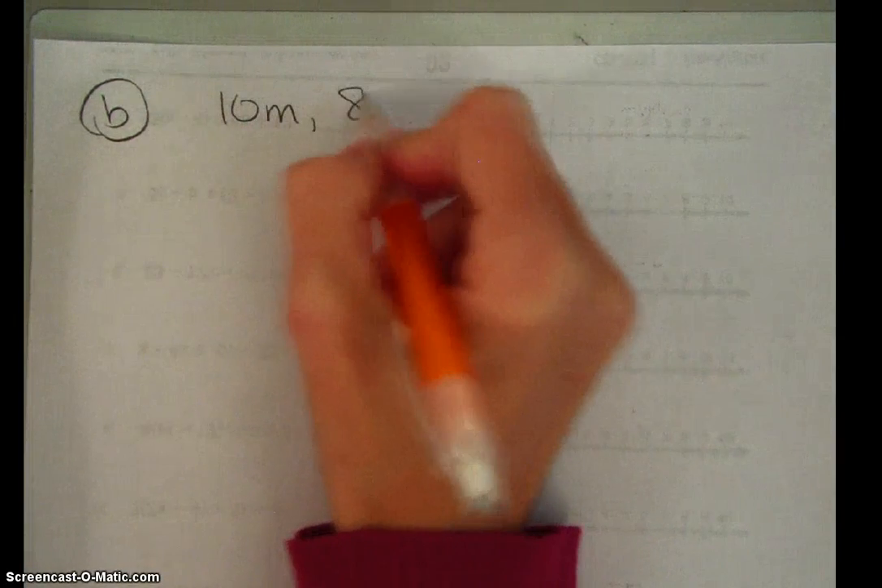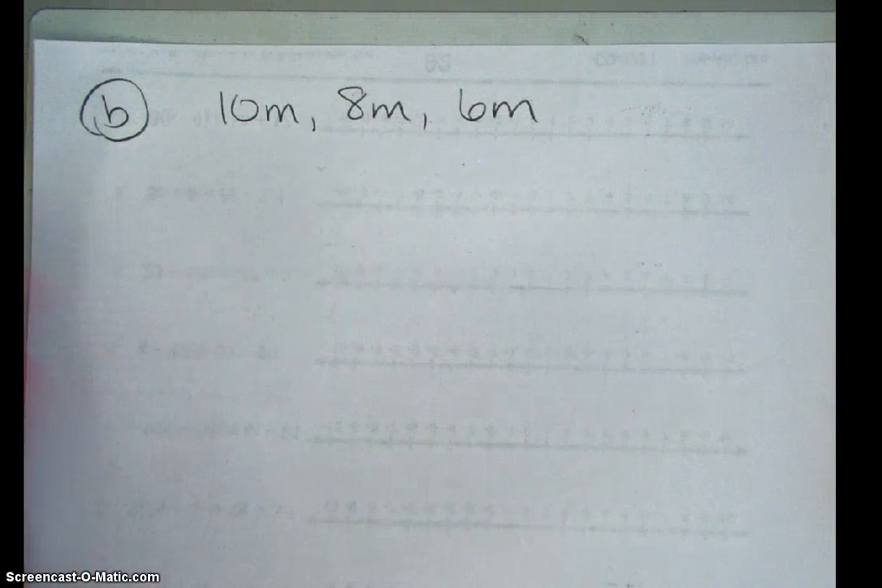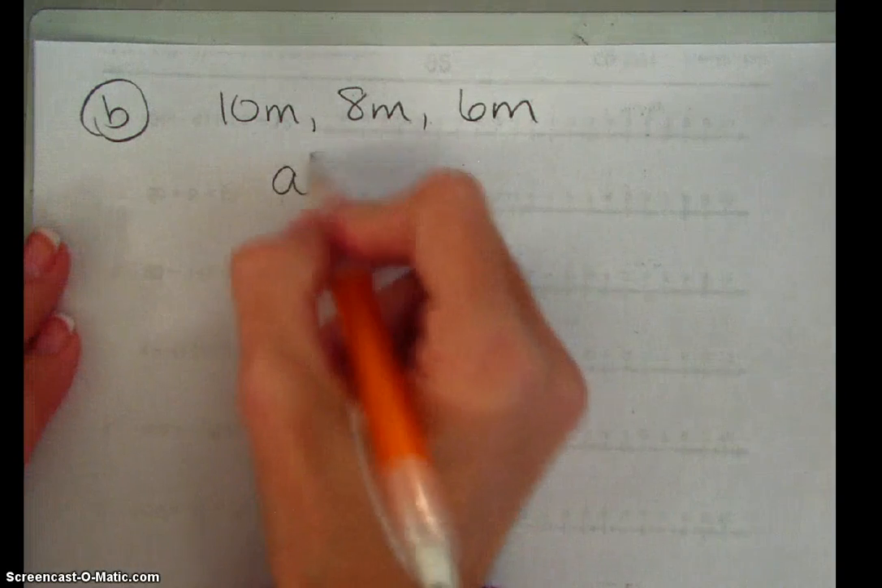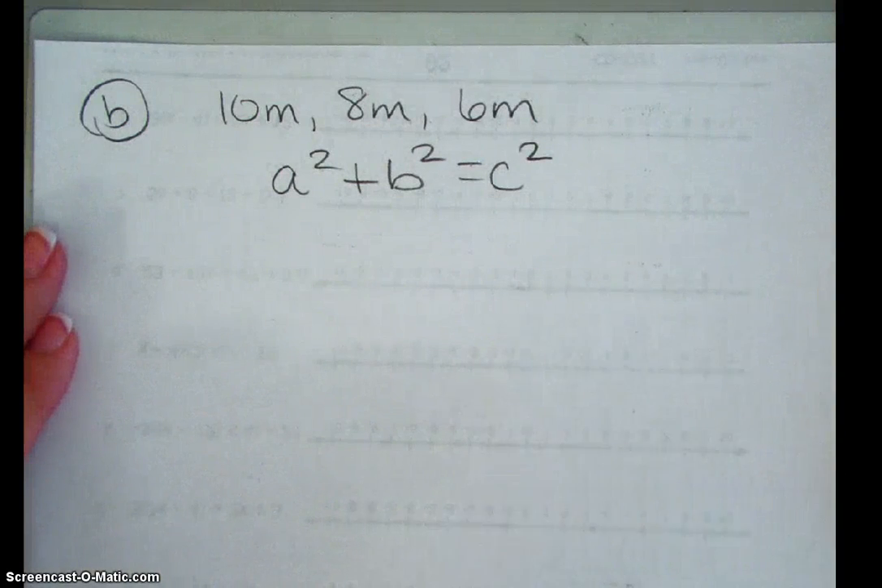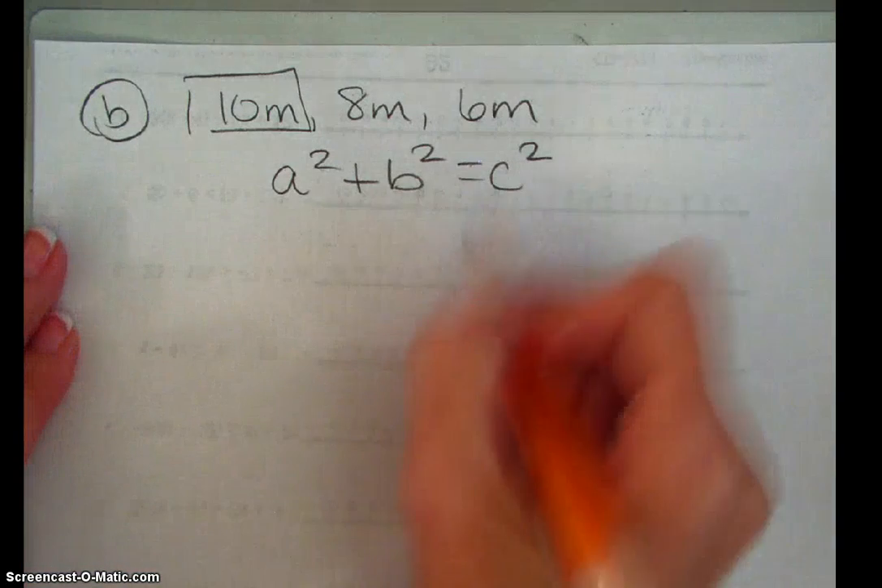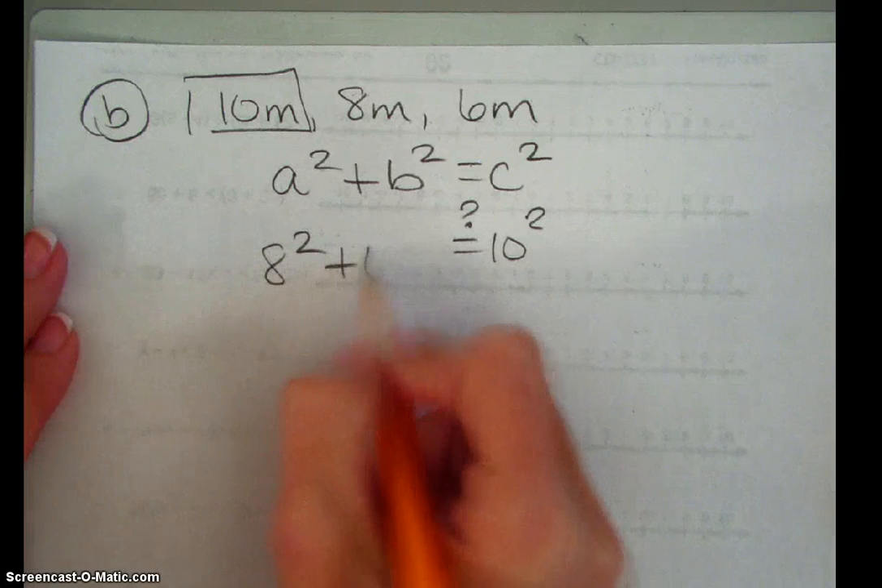Okay? Now remember, you can pause this at any time and rewind if you're missing something. Okay, B. Well, I'm going to abbreviate here, and I'm just going to say I have 10 meters, 8 meters, and 6 meters. And I want to know if that creates a right triangle. Remember, our formula is a squared plus b squared is equal to c squared. Okay, our longest side is 10, which is our C. And then A and B, it doesn't matter.